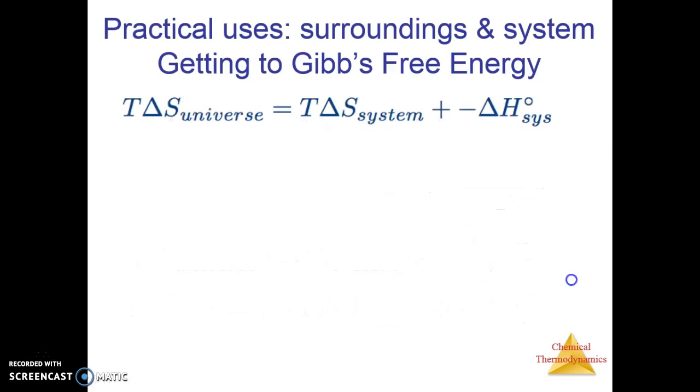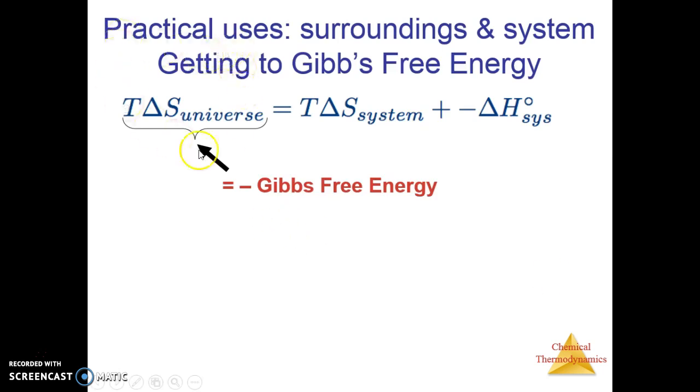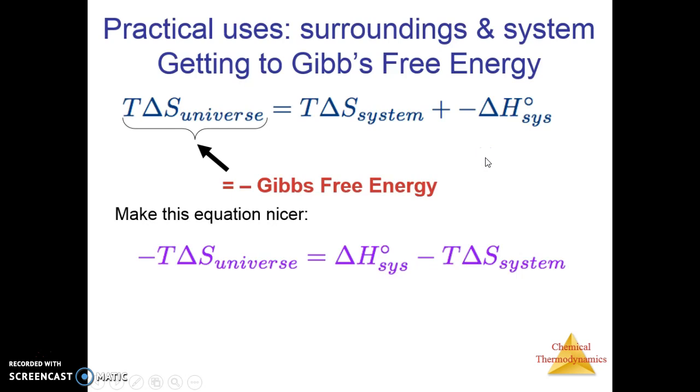So this is the equation we had on the last slide. This is actually equal to the negative Gibbs free energy. I know we haven't defined Gibbs free energy, but we're showing how you derive it. So T delta S of the universe is equal to the negative Gibbs free energy. If we make the equation look a little bit better, since this is negative Gibbs, we're going to make this positive Gibbs and call it negative T delta S. Make this negative, make this positive. So we're going to change the signs of everything.